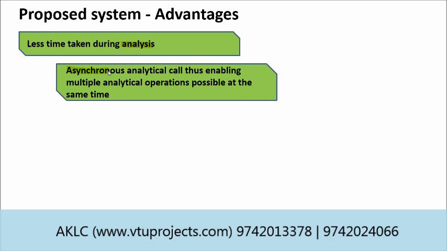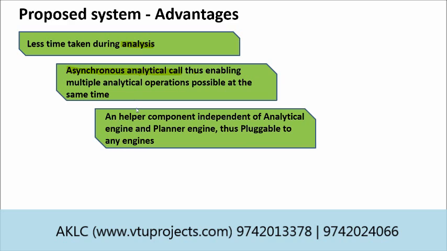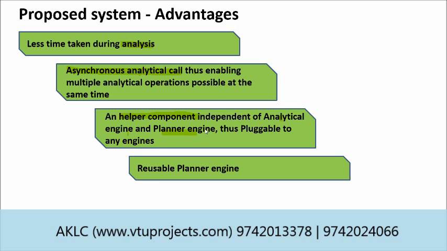We also make an asynchronous call for MapReduce programs, meaning more than 1 call can be made at any point of time. More than 1 job can be executed at any point of time, whereas in the existing system only 1 job was being executed at any point of time. We are developing this helper component, which is independent of either the analytical engine or the planner engine, so it can be plugged into any other components.